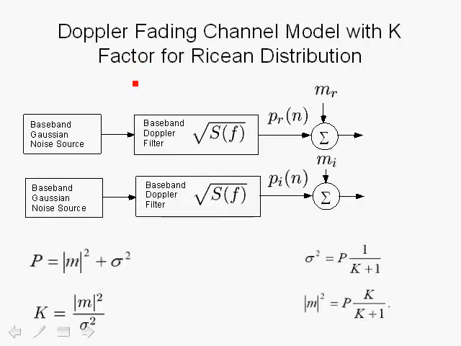So this block diagram shows how we can actually model this in software. So here we're going to model a Doppler fading channel model with the K factor for Ricean distribution. Again, we have a complex Gaussian distribution, so we generate that by generating a baseband Gaussian noise source for the real part and a baseband Gaussian noise source for the imaginary part. We model the baseband Doppler filter by actually taking the square root of S of f, which is the power spectral density of the Doppler.